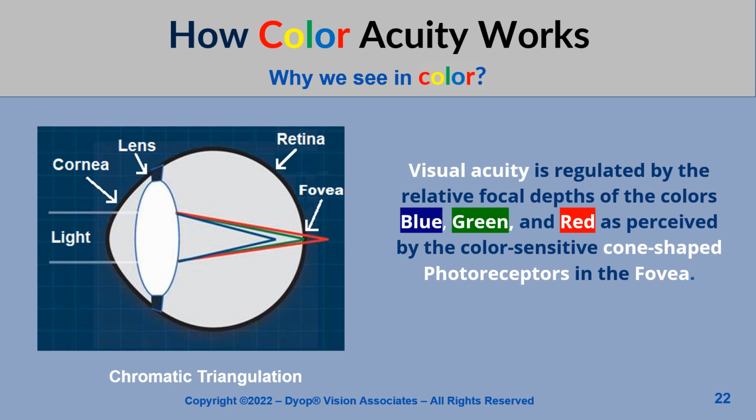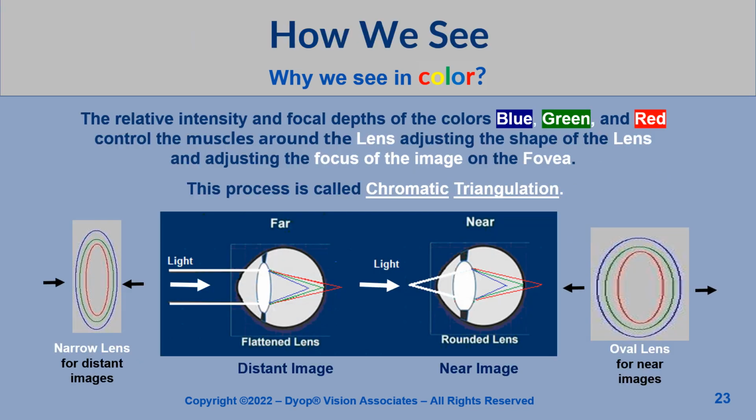Visual acuity is regulated by the relative focal depths of the colors blue, green, and red as perceived by the color-sensitive cone-shaped photoreceptors in the fovea. The relative intensity and focal depths of the colors blue, green, and red control the muscles around the lens, adjusting the shape of the lens and adjusting the focus of the image on the fovea. This process is called chromatic triangulation.